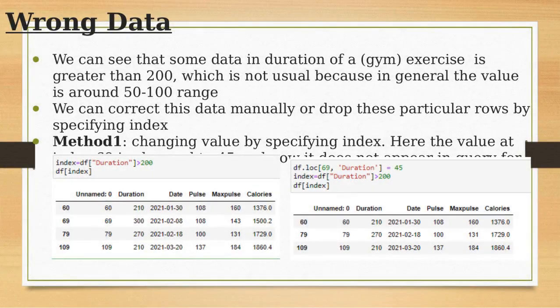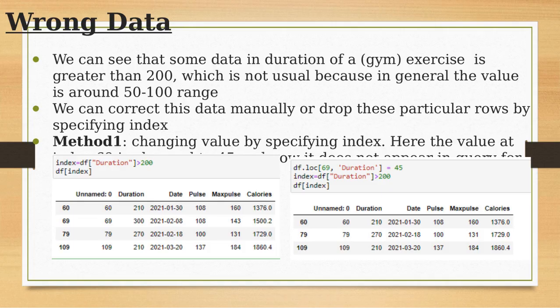We will learn how to identify and correct incorrect or unrealistic values in a dataset. During data collection, errors can occur because of manual data entry mistakes, faulty sensors, or system issues. These incorrect values are known as wrong data. In this example, we are working with a workout dataset. Most exercise durations are between 30 and 100 minutes, but a few records show durations of 210, 270, and 300 minutes. These values are unusual and should be investigated before analysis.